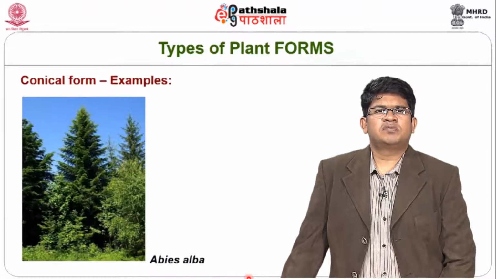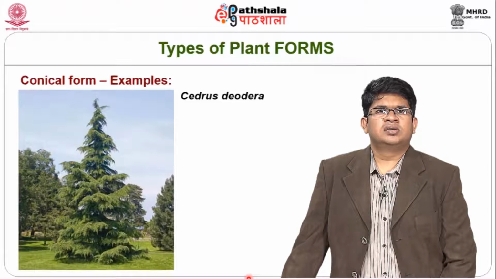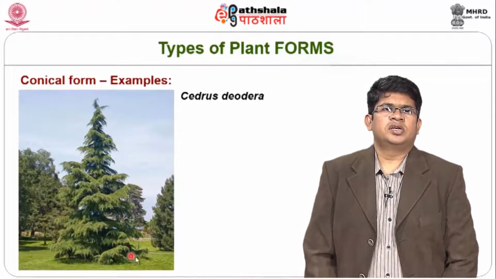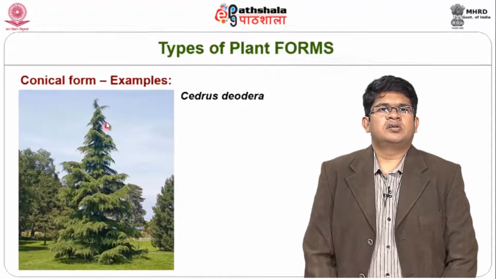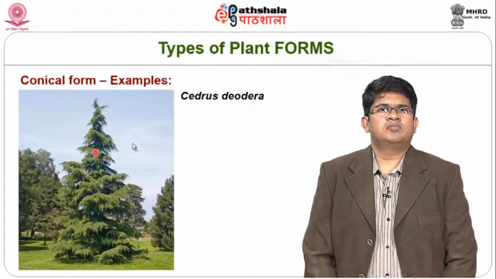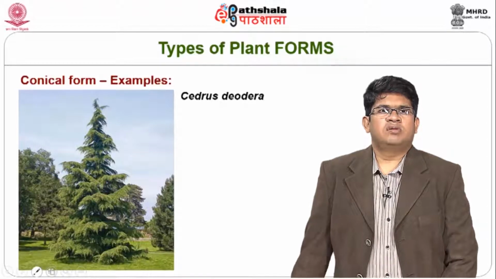Some of the examples of conical forms are Abies alba, where you can see a very sharp pointed apex, and another one which has a very broad base, and it reduces in diameter. This is what differentiates it from a very oval form at the top. As it goes up, the diameter decreases, and the apex is what helps us to identify what kind of form this is.